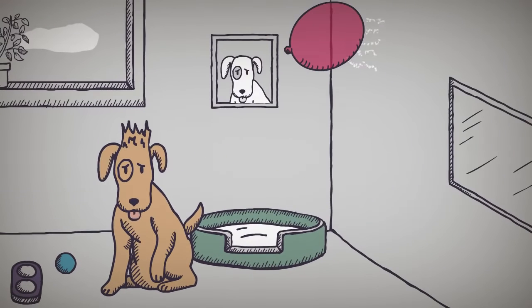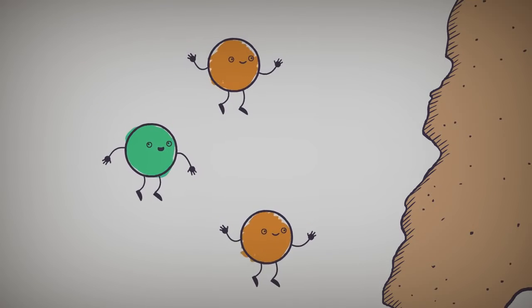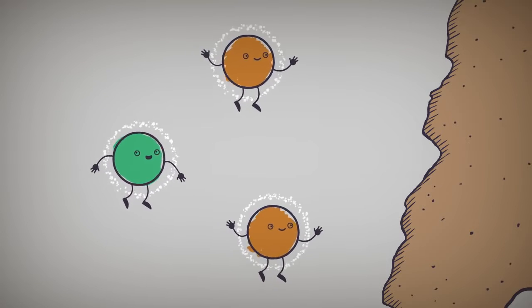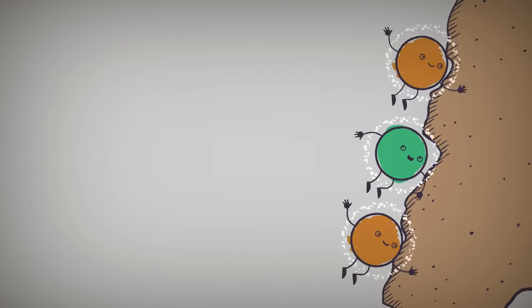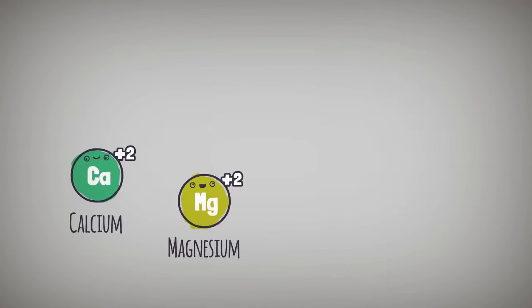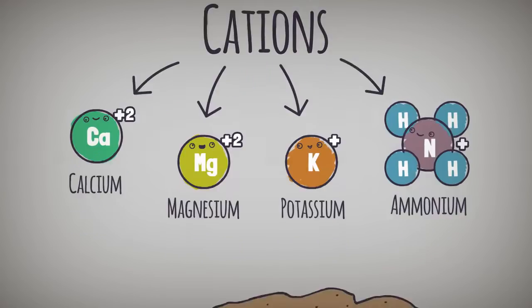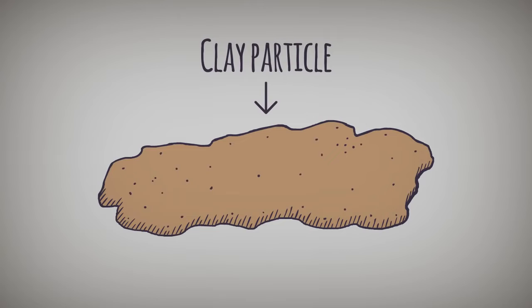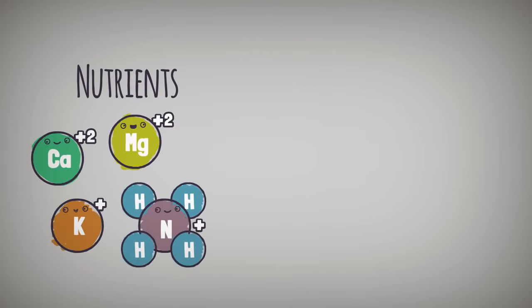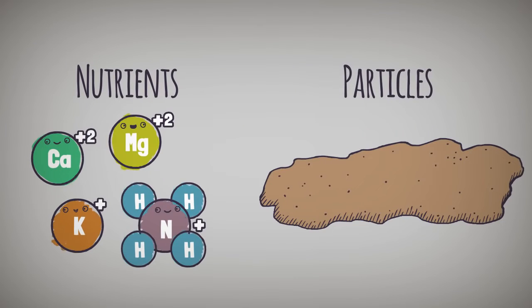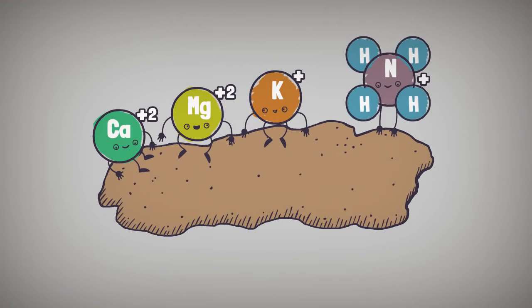Remember that time when you rubbed a balloon on your best friend's hair and stuck it to a wall? Well, a similar phenomenon occurs in the soil. Through their electrostatic energy, nutrients cling on to clay particle surfaces. Nutrients like calcium, magnesium, potassium, and ammonium are all positively charged chemicals, or cations. And as it turns out, most clay particles and organic matter in soil are negatively charged. So, many nutrients are positive and particles are negative. Perfect. In chemistry, as in romance, opposites attract.